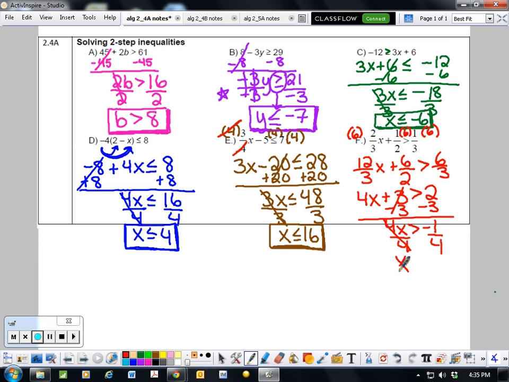Oops, it looks like I've got a fraction, and that's okay. I can deal with that because I don't have to do anything mathematically with the fraction. So this is just negative 1 over 4. And that's our solution.